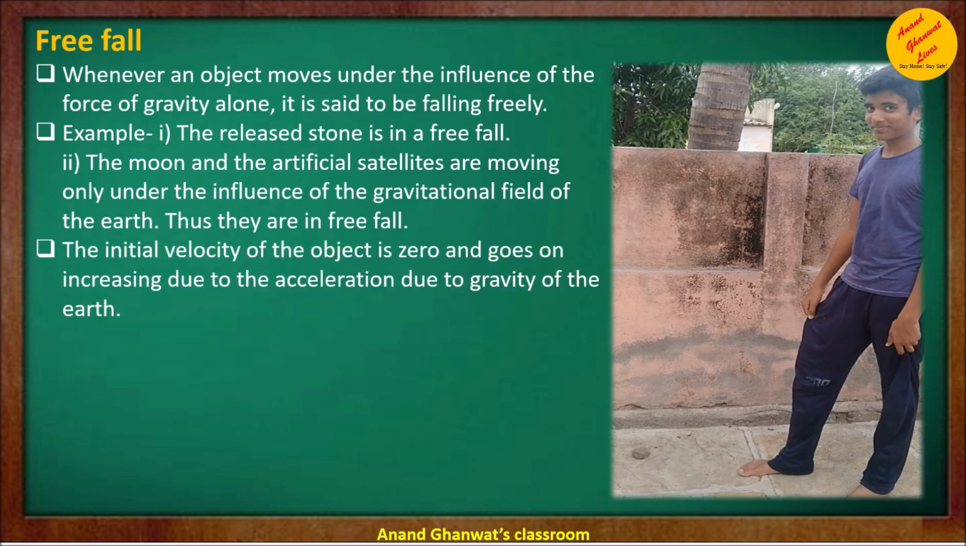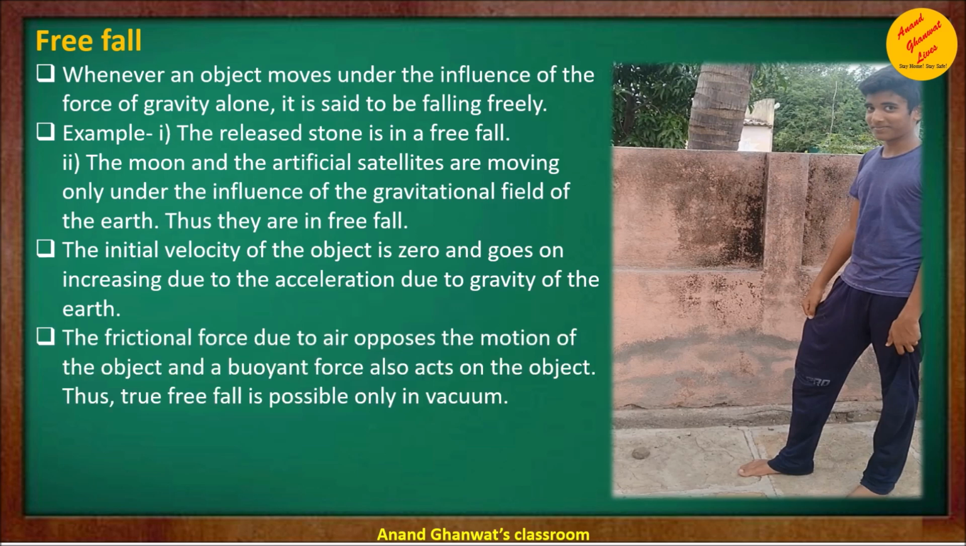The initial velocity of the object is 0. Now let us see. When we drop that stone, the initial velocity of that object is 0. But it goes on increasing when gravitational force acts on that object vertically downwards. The frictional force due to air opposes that motion.